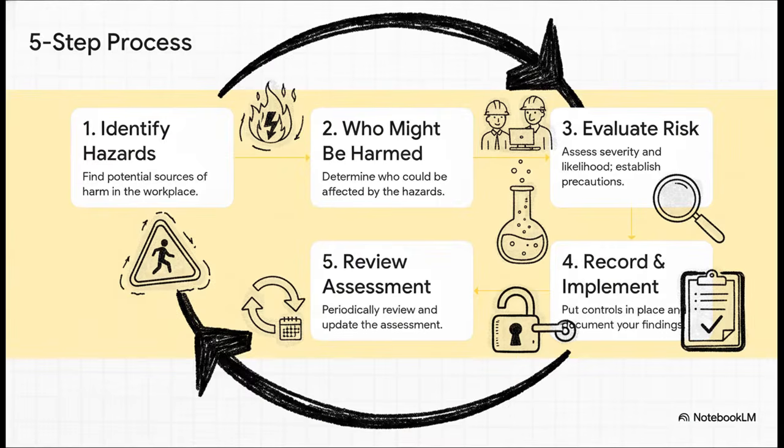A fantastic place to start is this classic 5-step process. First, spot the hazards. Second, figure out who could get hurt. Third, evaluate the risk and decide what to do. Fourth, put those controls in place and write it all down. And fifth, and this is so important, you have to review it. This whole thing is a loop, a cycle. It's not a one-and-done job.